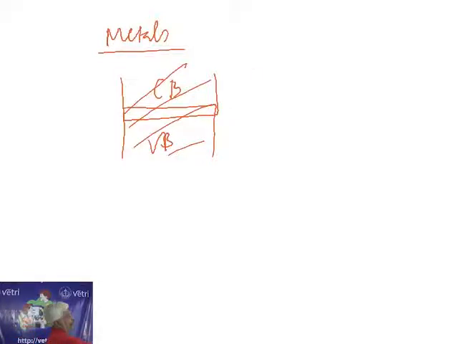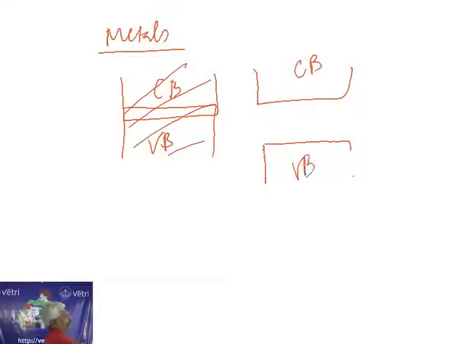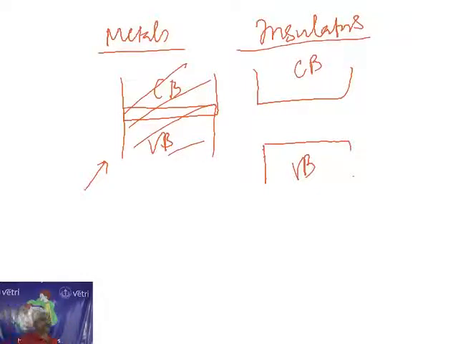What is an insulator? In an insulator, this is the conduction band and this is the valence band. If this material is heated, some electrons may jump from the valence band to the conduction band, giving more free electrons. An insulator, or non-conductor, is a material through which charge cannot flow. There is a large gap between the conduction band and the valence band, nearly 9 electron volts.